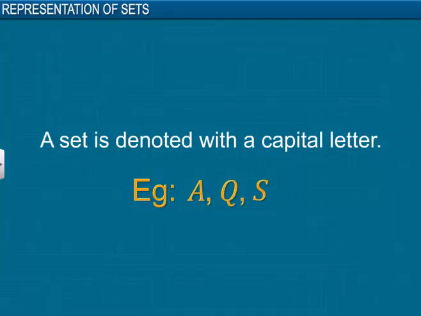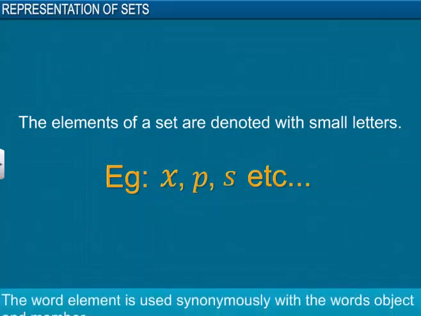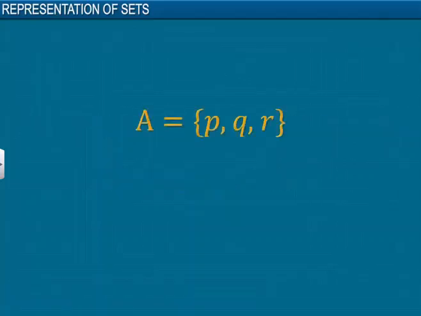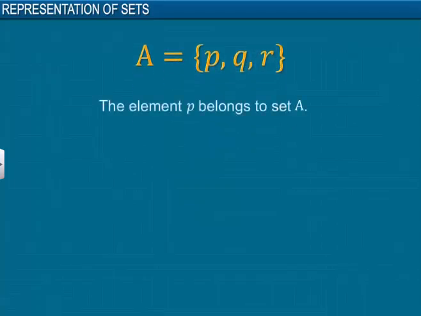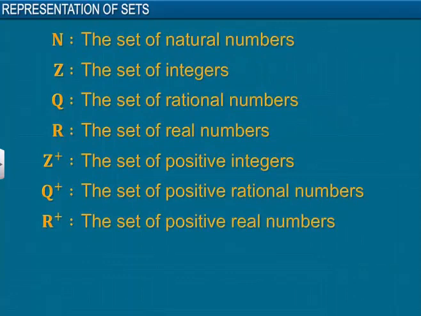The elements of a set are denoted with small letters. The word element is used synonymously with the words object and member. Consider the set shown here. The set is denoted with a capital letter A. The elements are denoted with small letters. The element P belongs to set A. We denote this with the following symbol. Any other element, say Z, which does not belong to set A, is denoted as shown. The following are some special sets that are commonly used in mathematics to represent various systems of numbers.